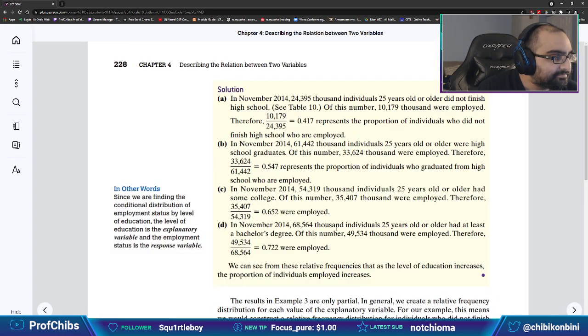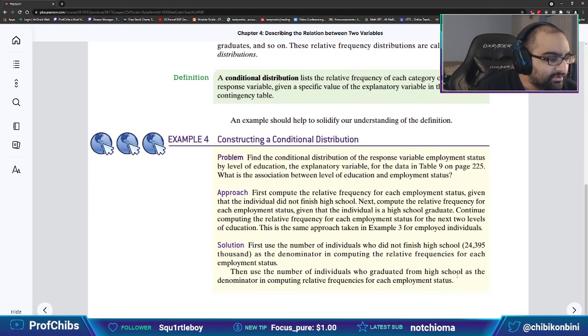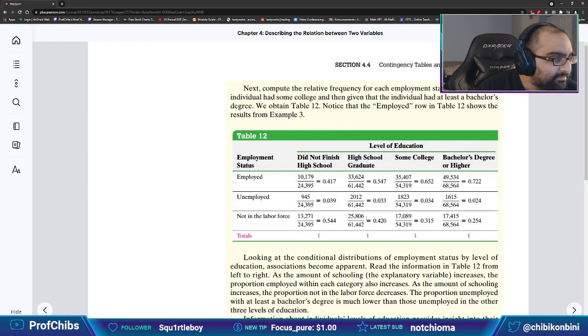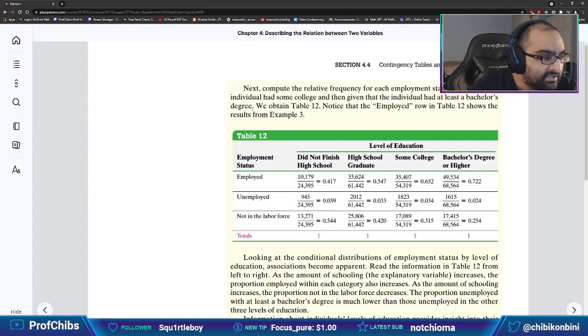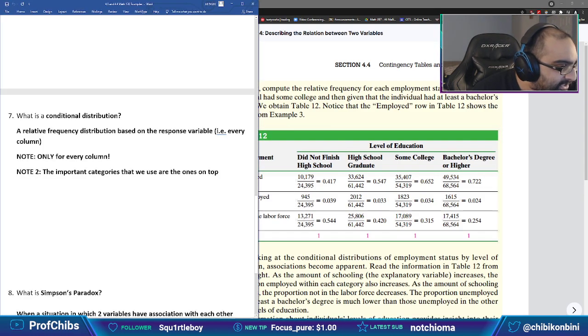So this is the chart I want to look at here. This is a conditional distribution. What we do is we break down every category in the response variable, in this case, the level of education. That's why I put here specifically only for every column. So this is for every single column that we see here: not finishing high school, high school graduate, some college, or a bachelor's or higher. And then we see exactly how many people are in each individual part.